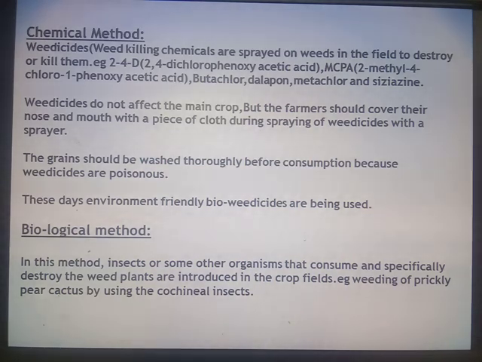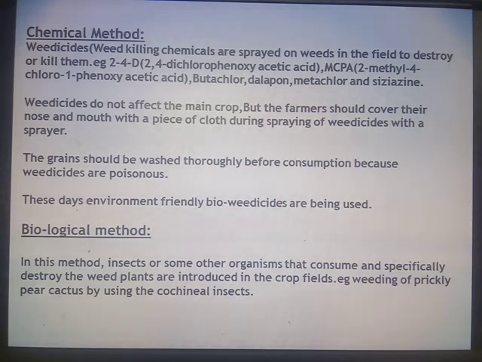The third method of weeding is the biological method. In this method, what is done? The insects or some other organisms that consume the specific weed plants are introduced in the crop field.